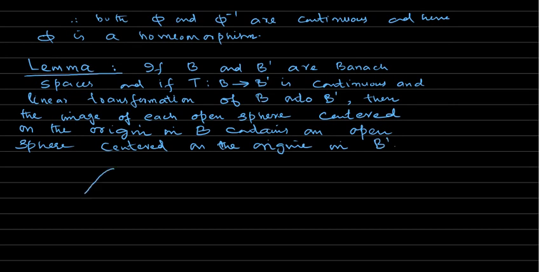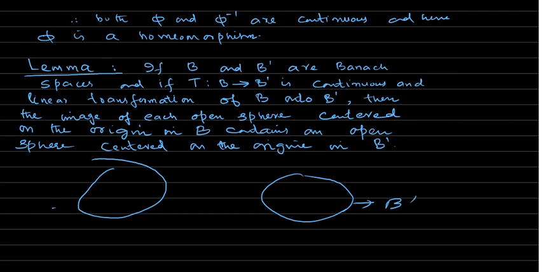So we have two Banach spaces, B and this is B dash. This is our space B dash, and this is B. And this is the linear transformation. It's a continuous linear transformation. Then the image of each open sphere with center at origin. Suppose S is the open sphere centered at origin.